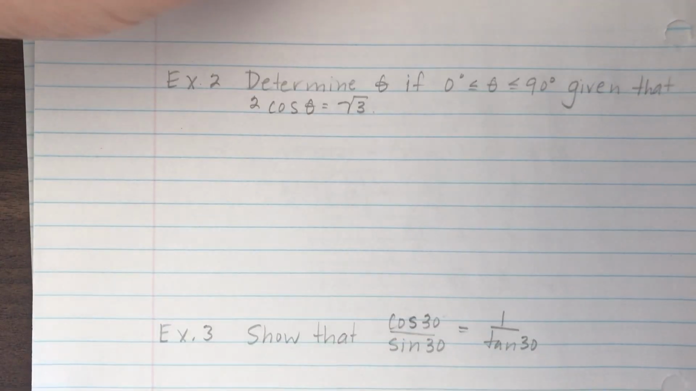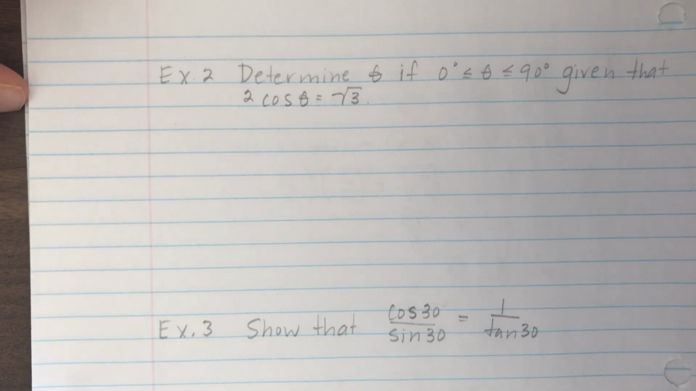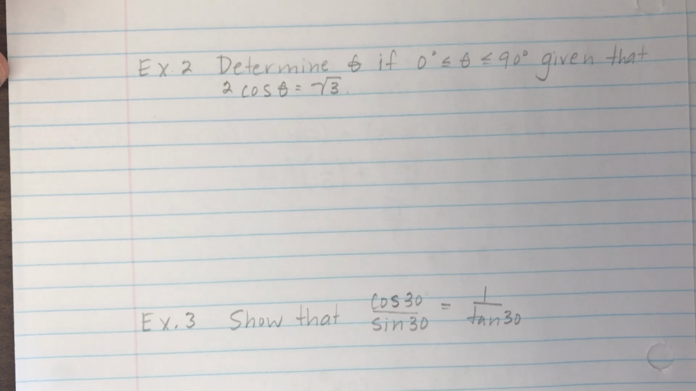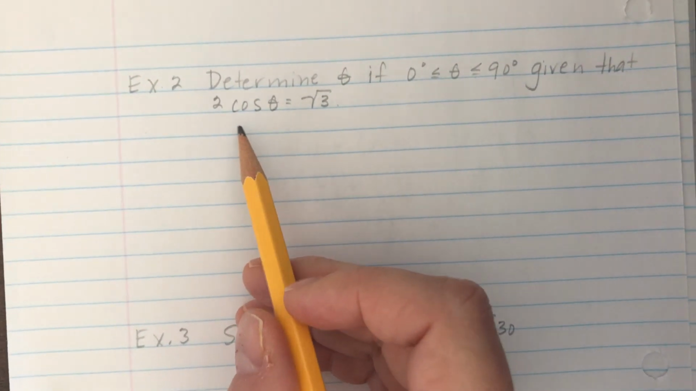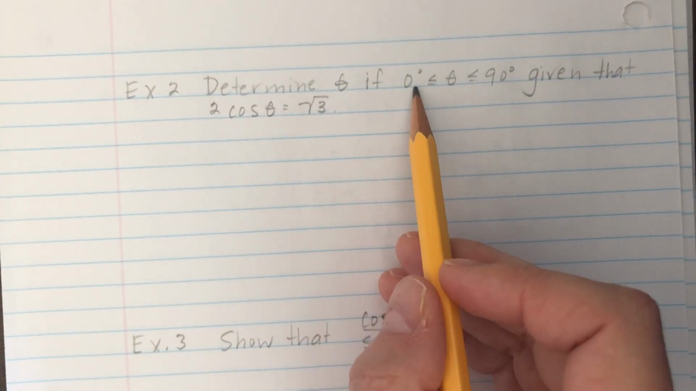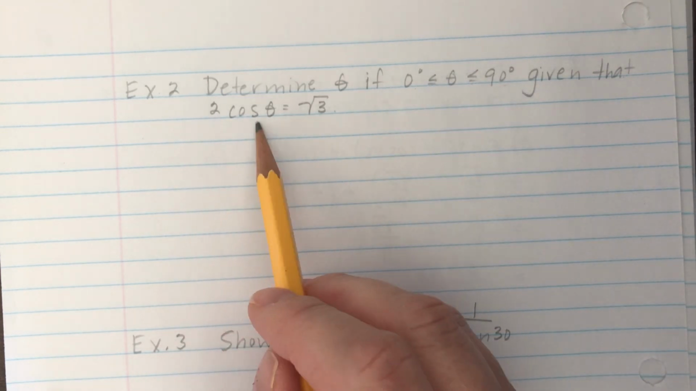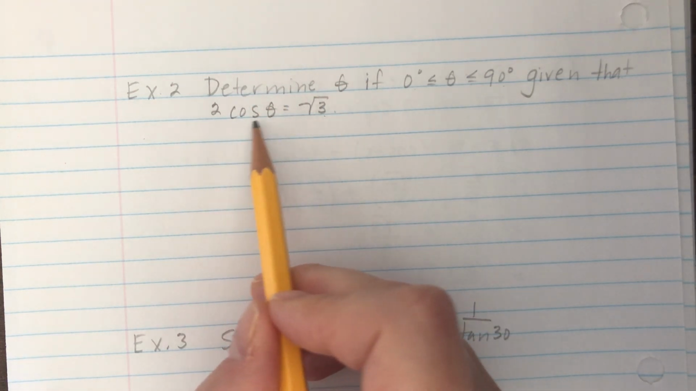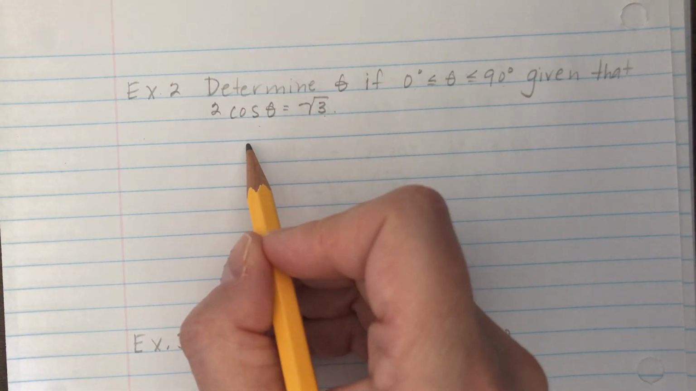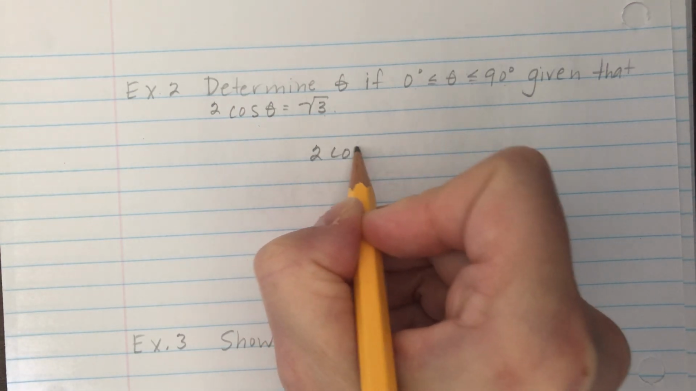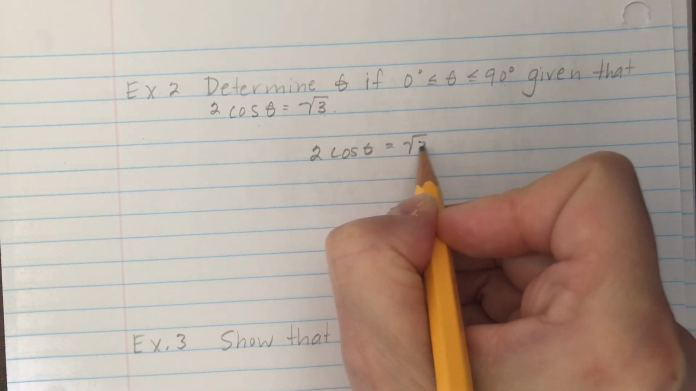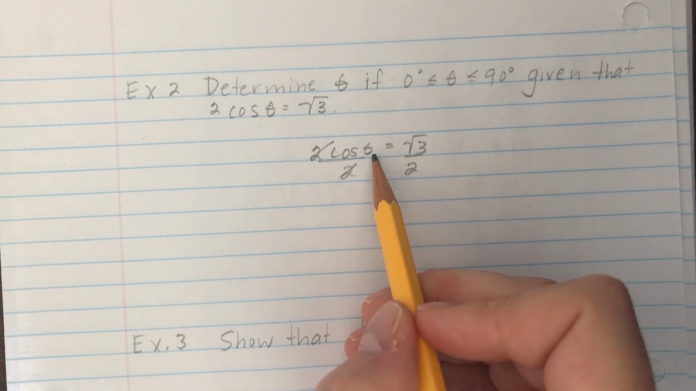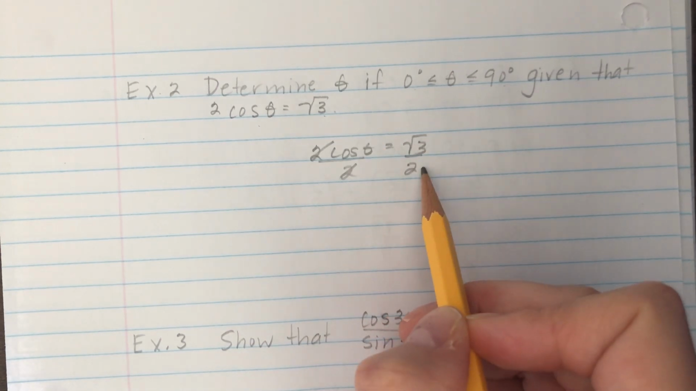We also work with these special angles when we're solving linear trigonometric equations. So this is an example of it. It says determine theta if theta is between 0 and 90 degrees, given that 2 cos theta is equal to root 3. So we need to, first of all, isolate cos theta and get it by itself. So to do that, we just simply divide both sides by 2. And that leaves us with cos theta being equal to root 3 over 2.